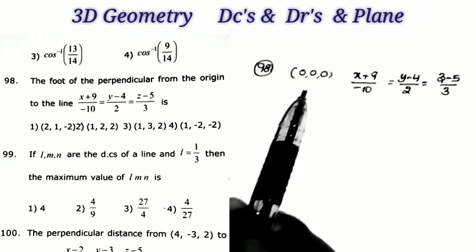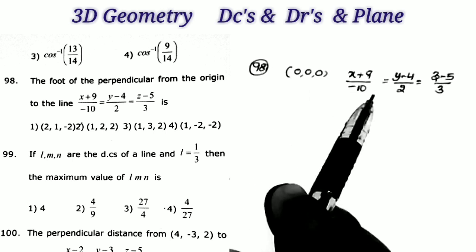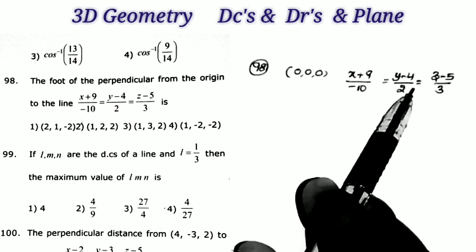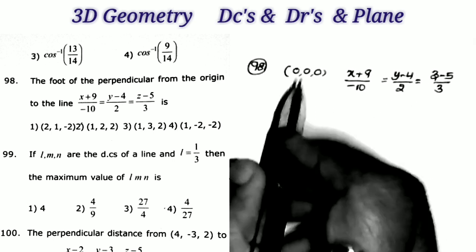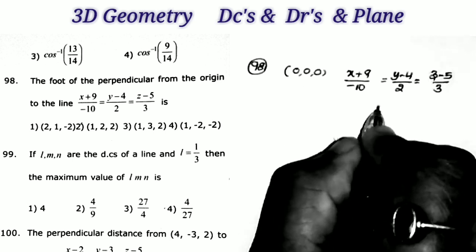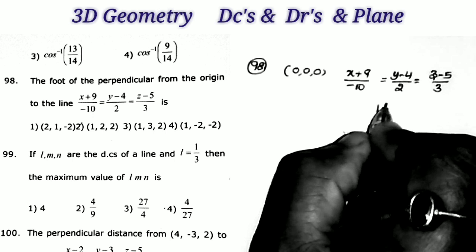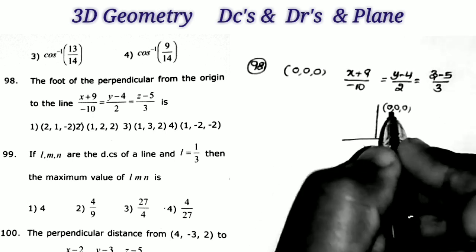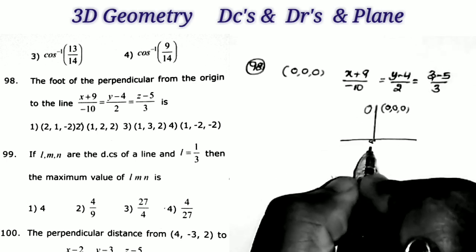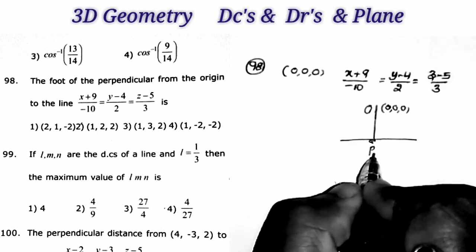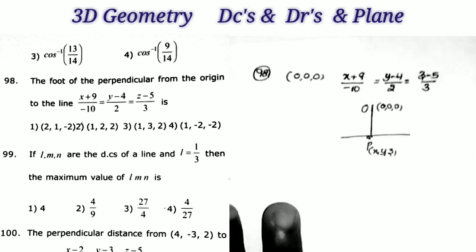The foot of the perpendicular from the origin to the line (x plus 9) by minus 10 is equal to (y minus 4) by 2 is equal to (z minus 5) by 3. Okay, listen, the foot of the perpendicular from origin to this line. Suppose this is the line, this is the 0, 0, 0 point. Now we want the foot of the perpendicular from origin to this line. We want this point. This is the foot of the perpendicular. Okay. Now first I take that this is equal to x, y, z.